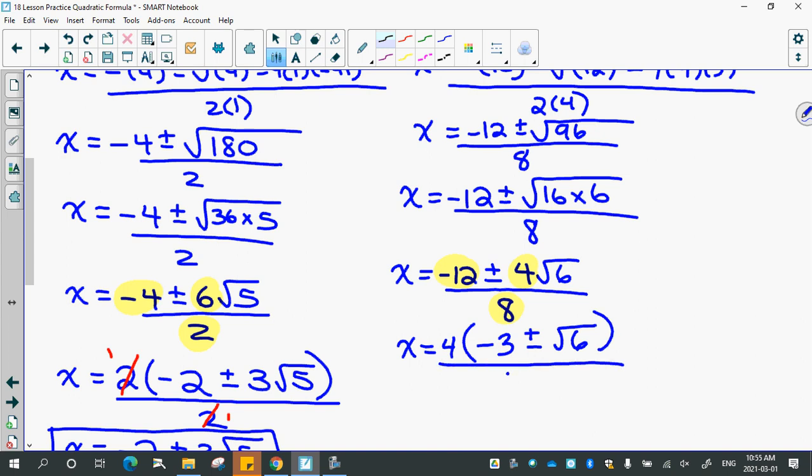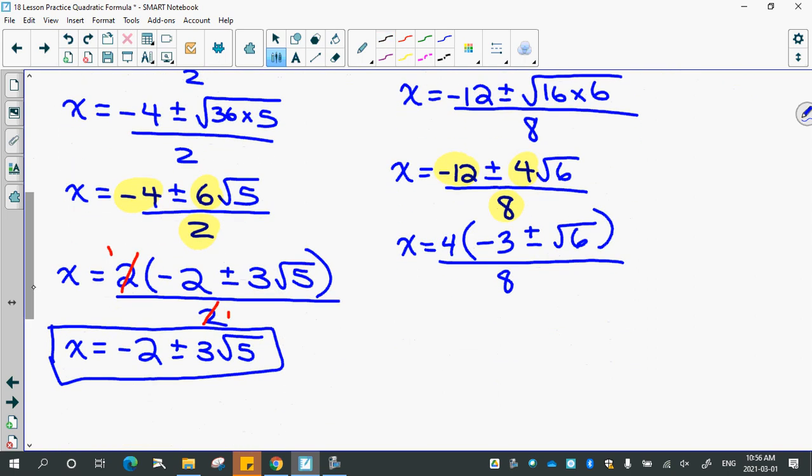all over 8. And then I can reduce 4/8 to 1/2. Okay? So I end up getting x equals negative 3 plus or minus the square root of 6 all over 2 as my two exact solutions in simplest form. So one of them would be negative 3 plus root 6 all over 2, and the other one would be negative 3 minus root 6 all over 2.